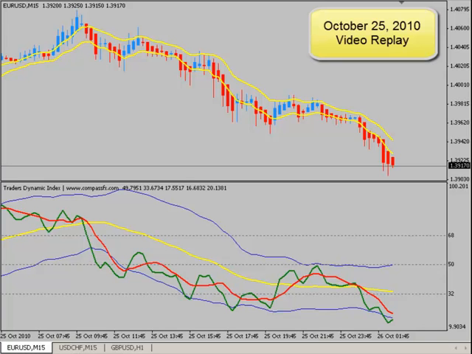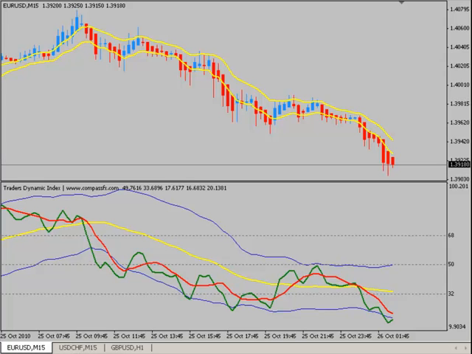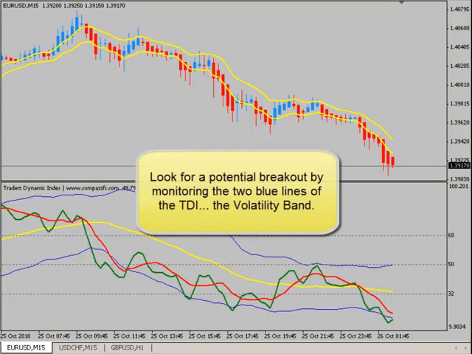Today I want to give you a quick little tip for those of y'all using the synergy trading method, and that relates to the Trader's Dynamic Index. This is something you can look for whether you're a super active trader, an active trader, a conservative trader, a swing trader, or even a position trader. Depending upon the time frame you're trading, there's one key thing to look for in the Trader's Dynamic Index to point out a potential breakout.